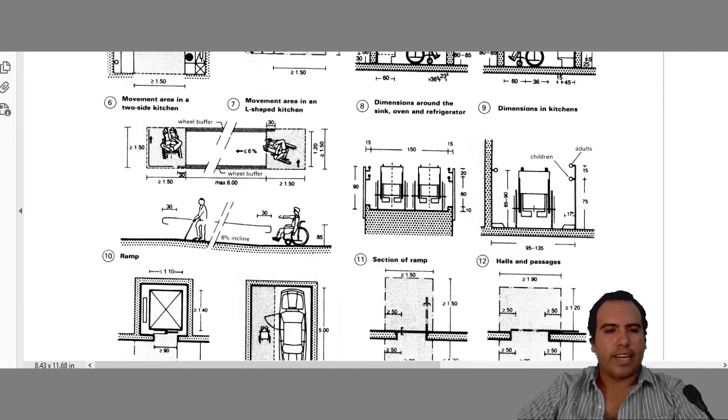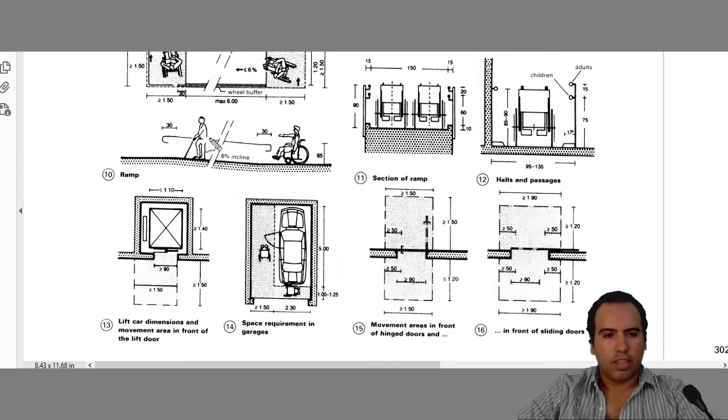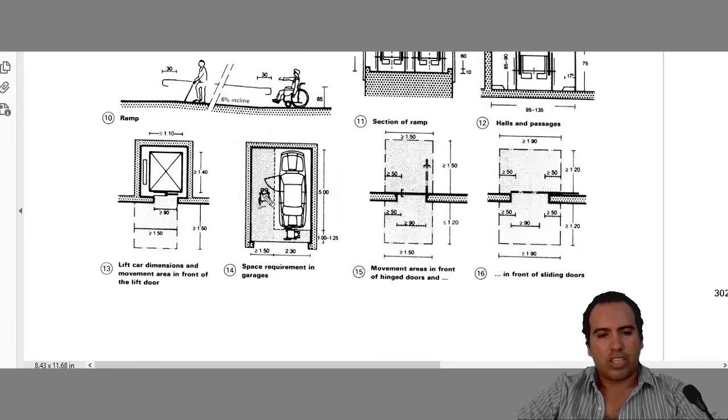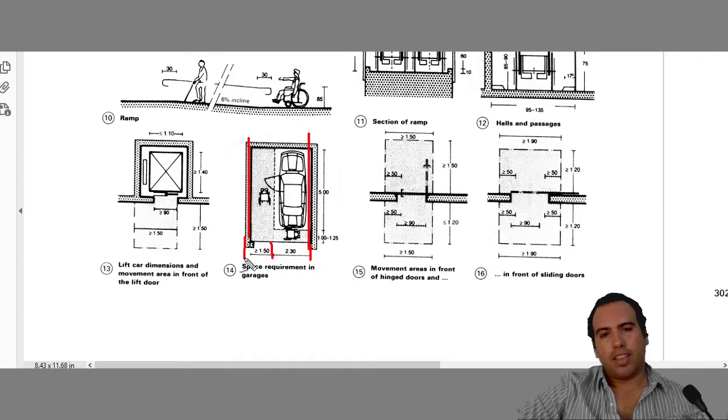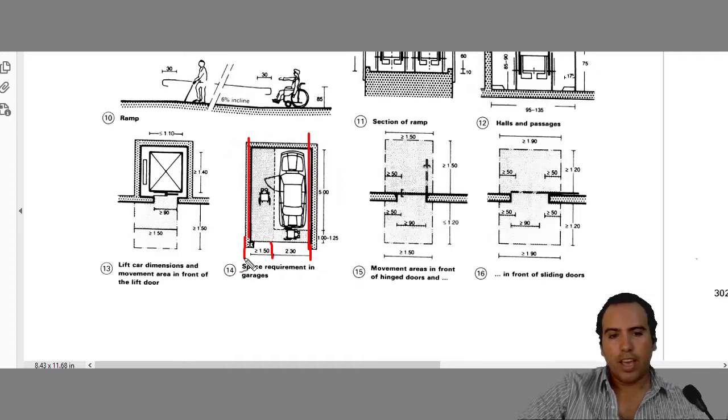Movement area inside the kitchen. You'll also have to have some rails, and you have to watch out for the space requirement on garages and parking spots. It's 2.3 meters for the car minimum, and then 1.5 for the wheelchair and all the movements you need. 150 is about, let's see, pretty much 5 feet.